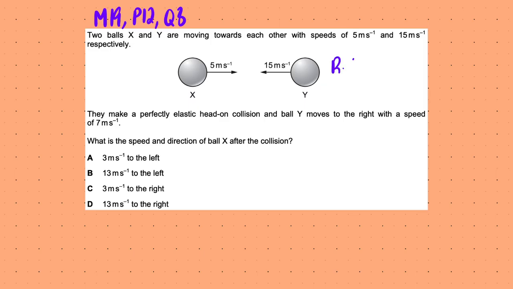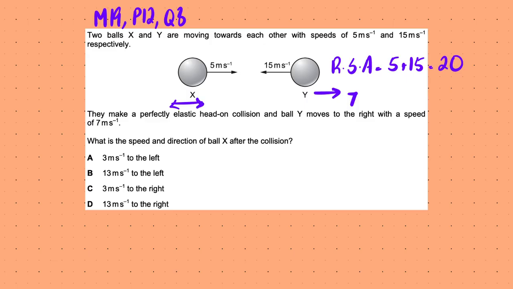For the relative speed of approach, I see they're moving in opposite directions. So the relative speed of approach would be 5 plus 15, that would be 20 meters per second. If it's elastic, relative speed of separation should also be 20. All right. So ball Y moves to the right with a speed of 7. And now we need to figure out what the speed of this guy here would be. Could be here, could be here.